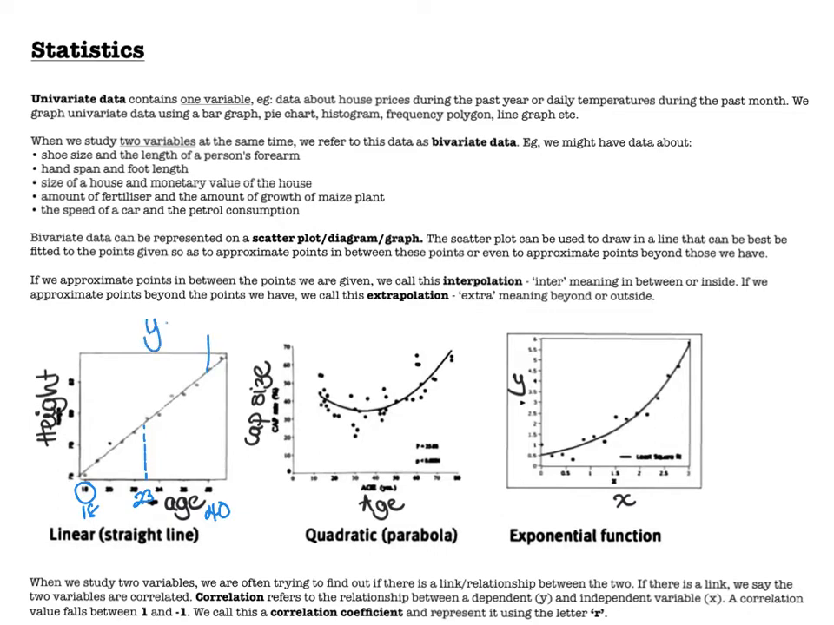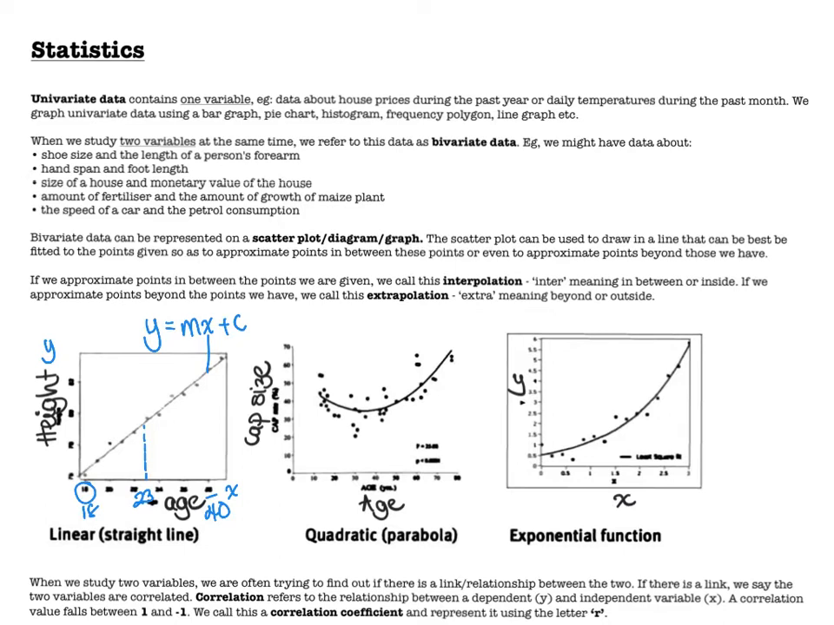We know the general equation of a straight line is y equals mx plus c. So if you have that, you can plug in the value 23 to approximate what the corresponding y value is. The x value here would be your age, your y value would be your height. X being the independent variable and height being the dependent variable. Using that, we would call that interpolation. Inter meaning in between or inside the given data set.